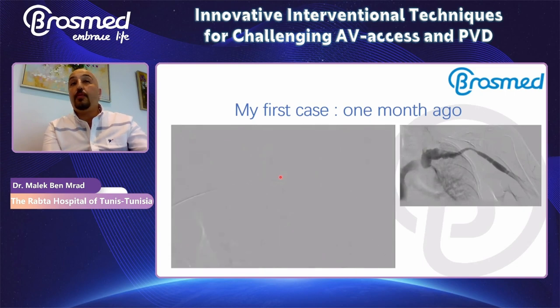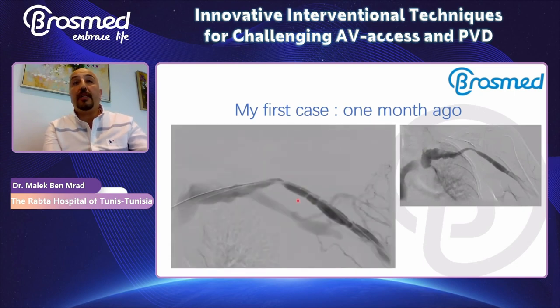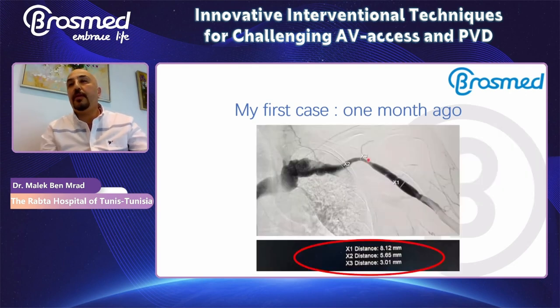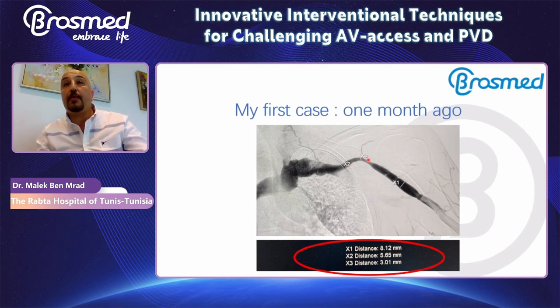I decided to do an angiographic control, and you see here we have a better result, but there is a big residual stenosis, more than 50 to 60%. Clinically we have a better result with reappearance of the thrill. I decided to stop the procedure and to follow the patient clinically.